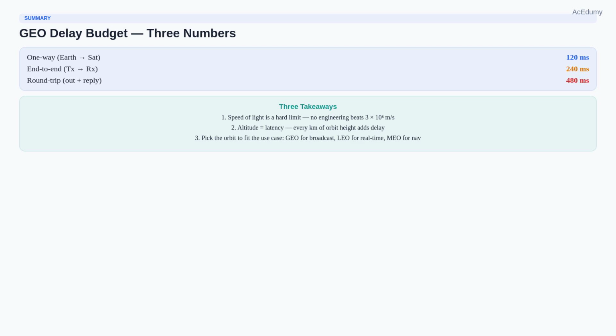3. Pick the orbit to fit the use case. GEO for broadcast and coverage, LEO for real-time voice and low-latency data, MEO for navigation where long orbital life matters.